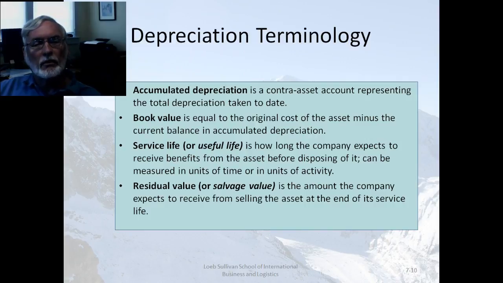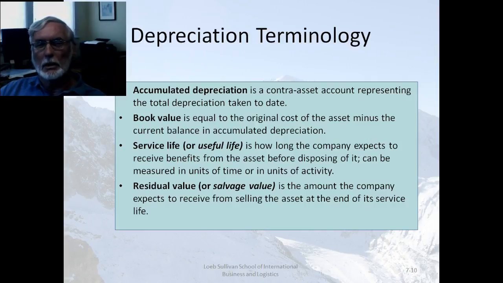Book value. Book value is the cost of the asset minus the accumulated depreciation. So cost minus accumulated depreciation gives you net value or book value. Service life or useful life is an estimate, and it's what we expect the asset to generate benefits, to be useful to us, how long we expect it to be useful to us.